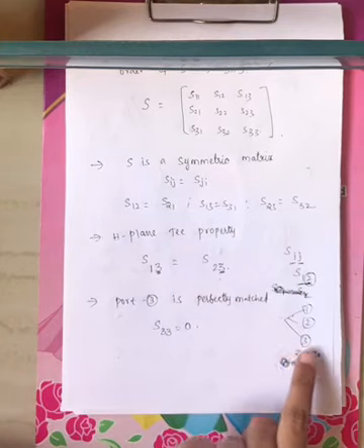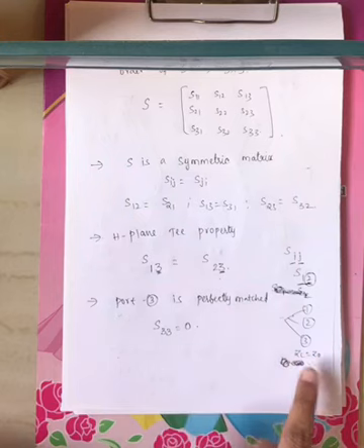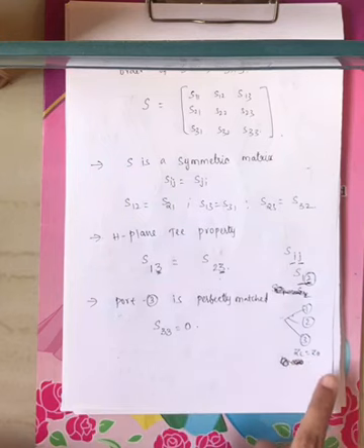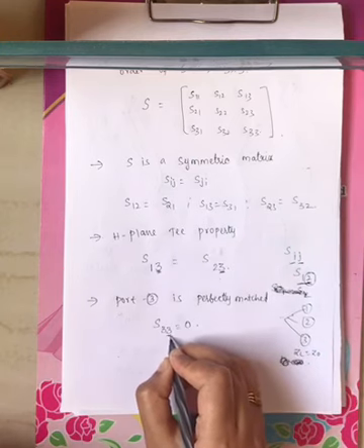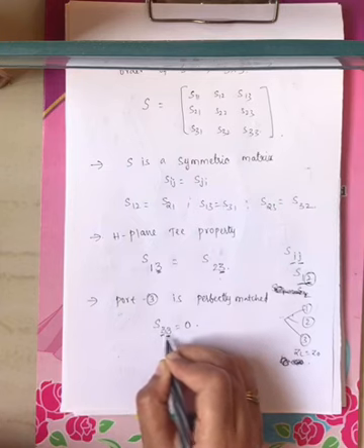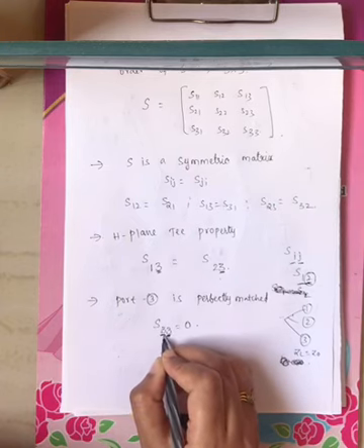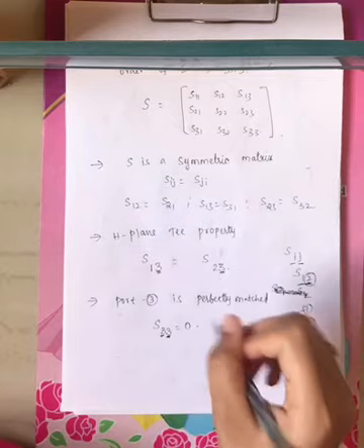Now for this particular port 3, it is perfectly matched. Then what is the meaning of perfectly matched? ZL equals Z0, right? When ZL equals Z0, you won't get any reflection. When I give input power from port 3, you won't get any output power from port 3, because port 3 is perfectly matched.